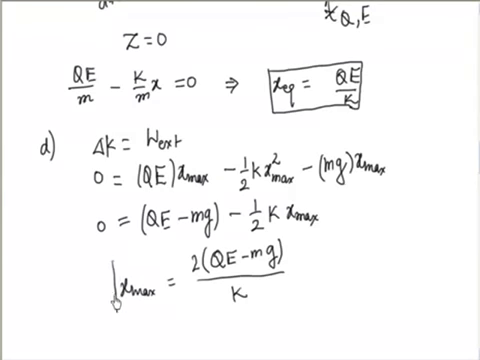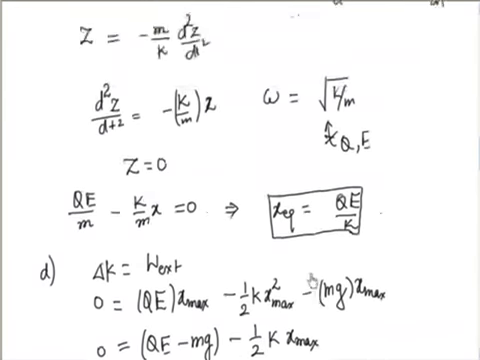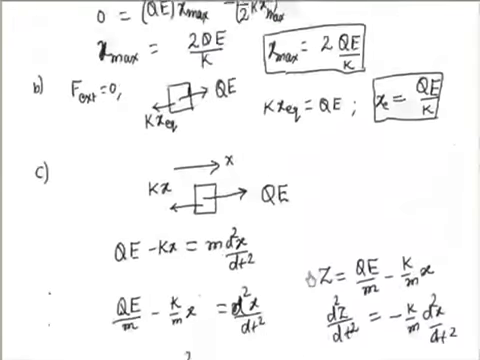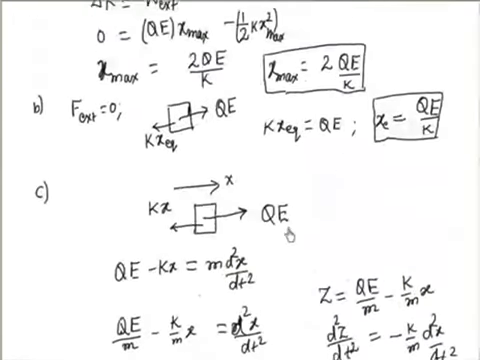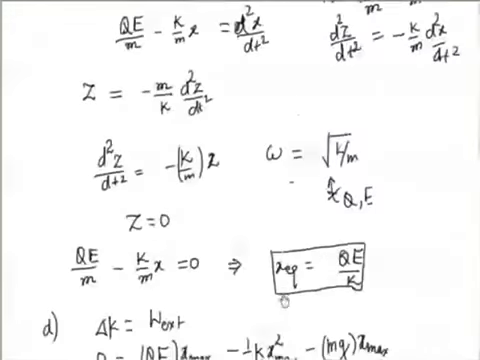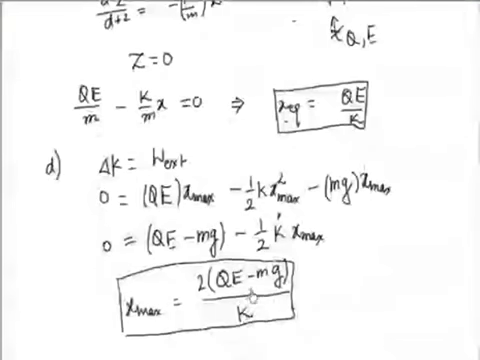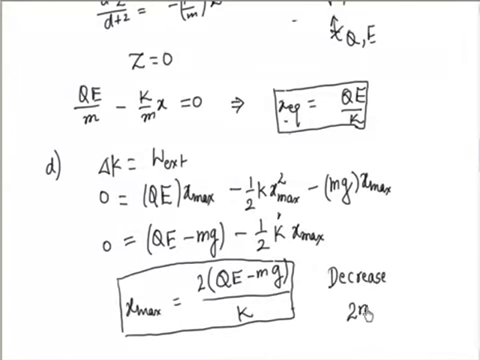So you see, this time maximum will decrease, but how much? By 2 mu mg by k. You see, what is the initial maximum? Initially there is no friction, maximum is 2 QE by k. And now this time maximum is 2 QE by k minus 2 mu mg by k. So there is a decrease in maximum by 2 mu mg by k. Are you getting? So this is the important point.